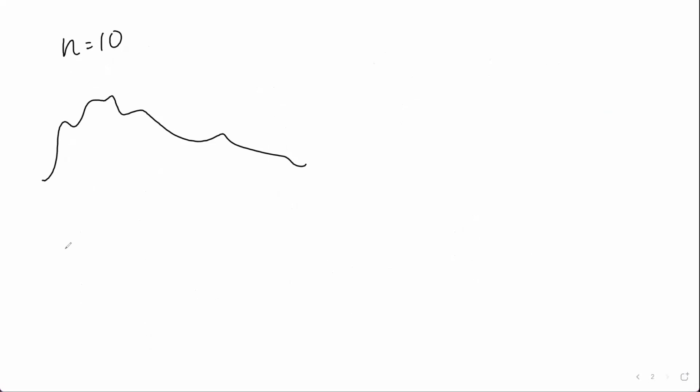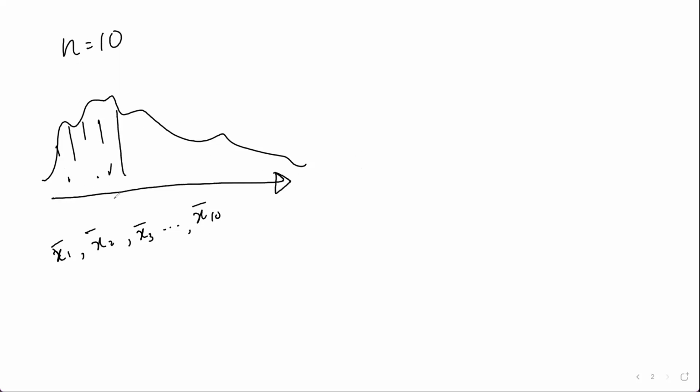ඒ කියන්නේ මොකද්ද? අපි x1 bar, x2 bar, x3 bar up to x10 bar observations 10ක් තියෙනවා. ඔය 10 ඔය විදිහට plot කරලා මේ වගේ එකක් එන්න පුළුවන්, right? මේකේ spread එක හරිම වැඩි. ලොකු spread එකක් because the sample size is small, right?